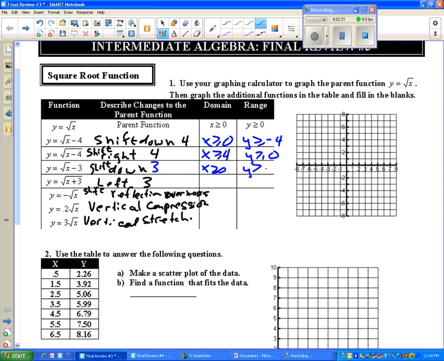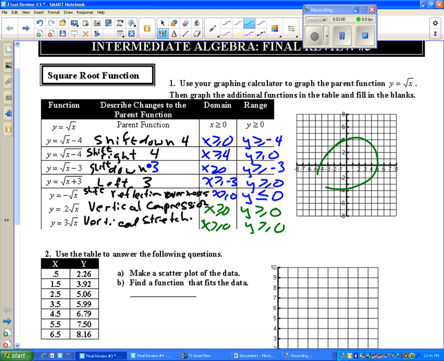Here I went down 3, so my x's stay the same, but I moved up and down, so my y is going to be greater than or equal to -3. Here I went left 3, so x is greater than or equal to -3, and y doesn't change. Left is x, up and down is y. Here, the reflection, the x stays the same, but the y, instead of being greater than or equal to 0, is less than or equal to 0. 0.2 vertical compression doesn't change my x's or my y's. Vertical stretch doesn't change my x's or my y's, and I can graph these on my graph if that's helpful to me. Let's go to number 2.